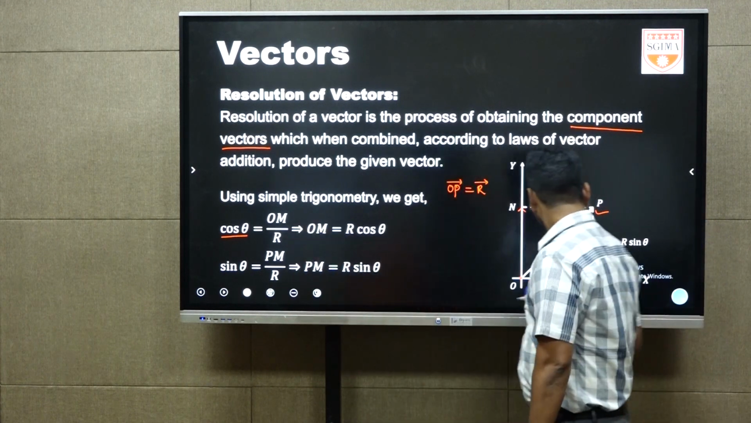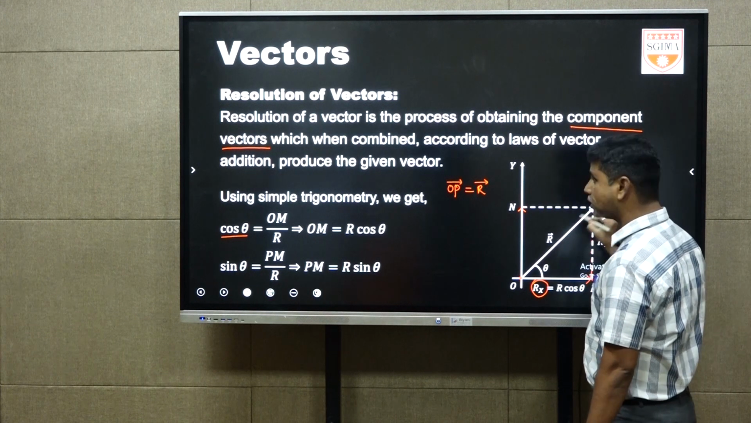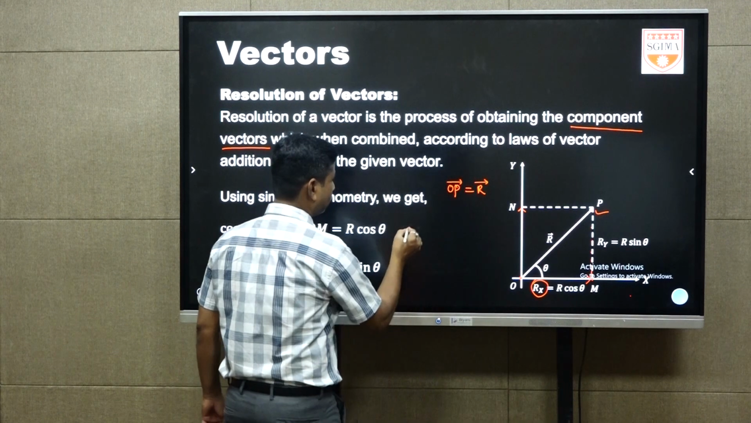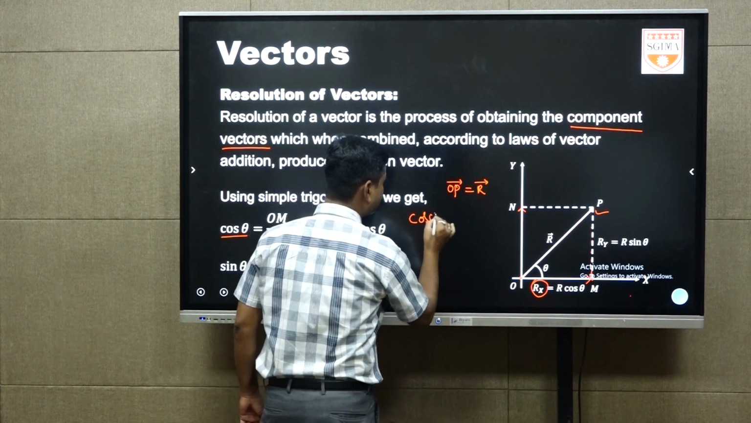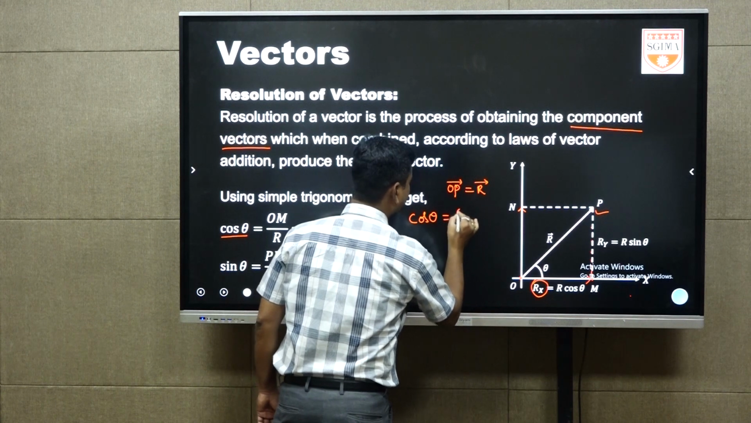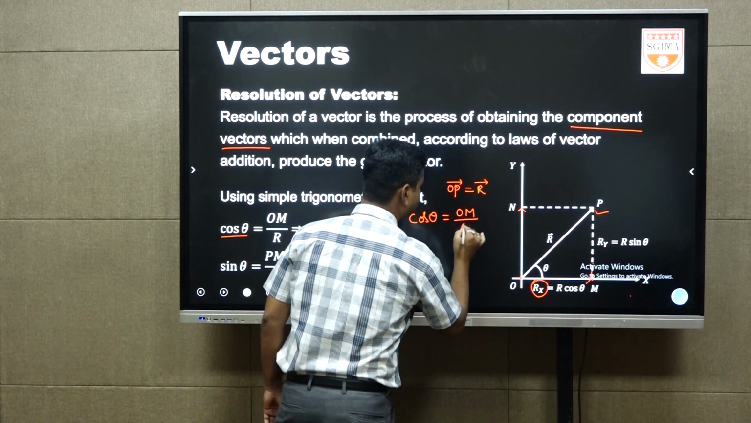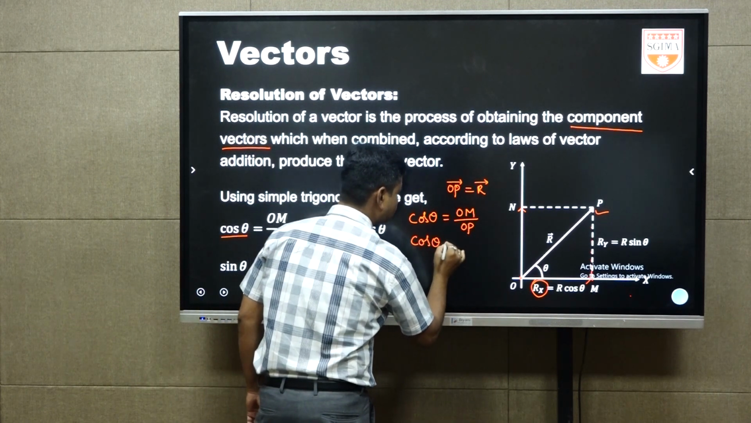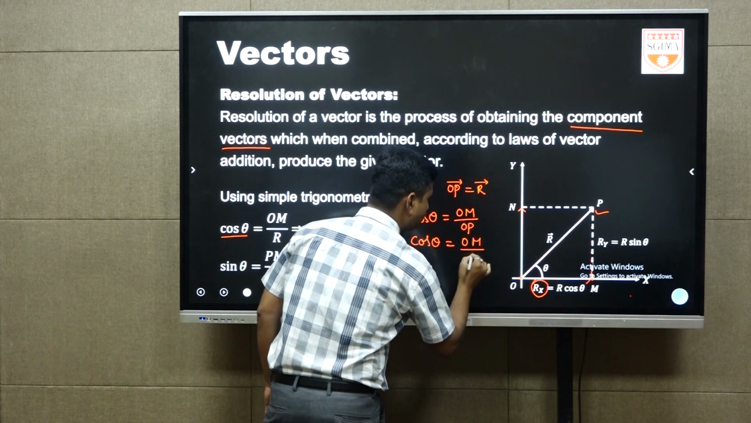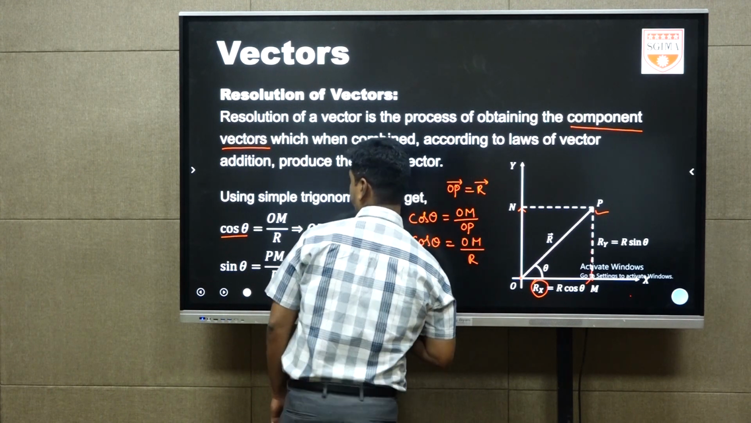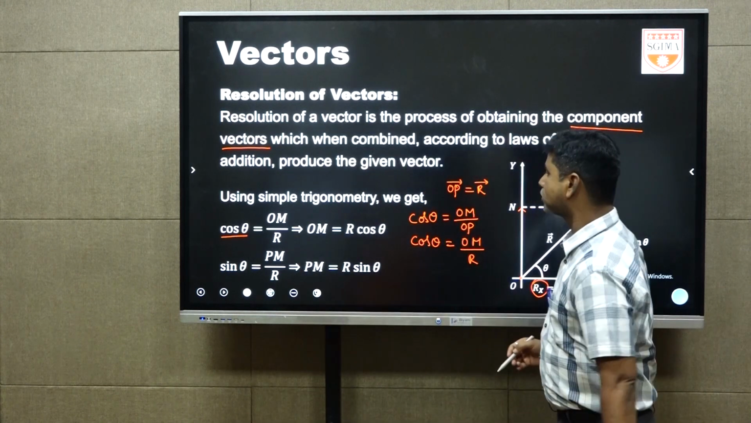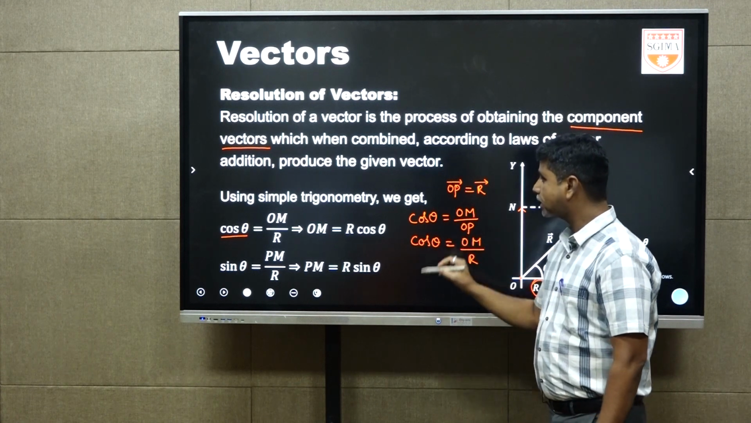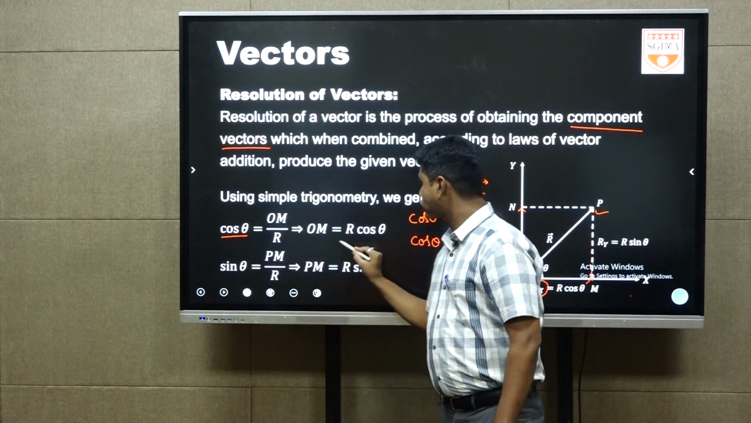Cos theta equal to adjacent upon hypotenuse. The hypotenuse is either OP or R. Then we write cos theta equal to OM upon OP, which is R. Cos theta equal to OM by R. Then OM equal to what? Do the cross multiplication: OM equal to R cos theta.